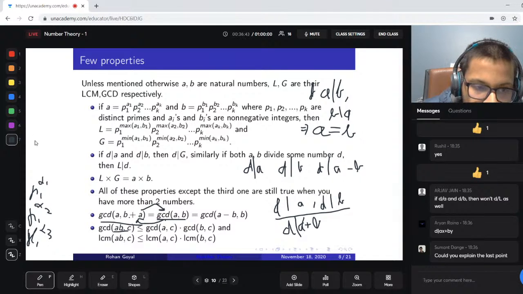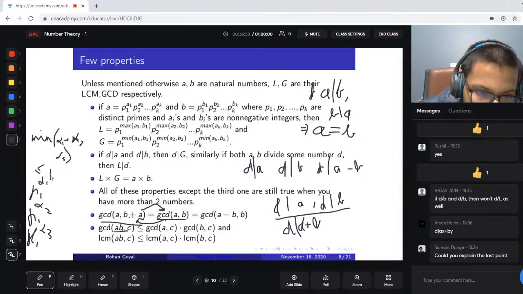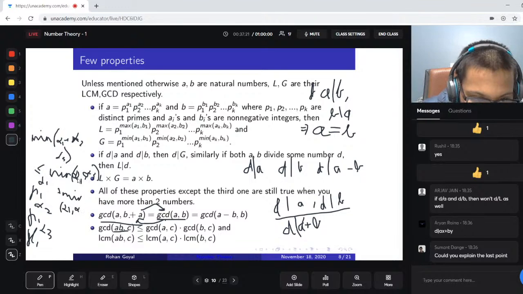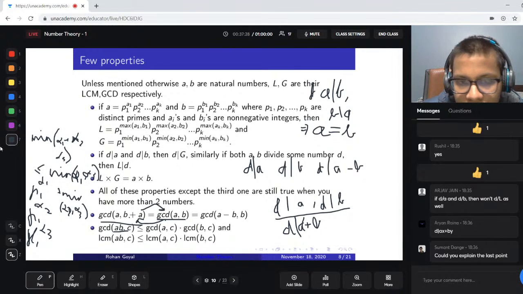Now you want to show that the minimum of alpha 1 plus alpha 2 and alpha 3 is less than or equal to the minimum of alpha 1, alpha 3 plus the minimum of alpha 2, alpha 3. This is obviously true. I think you should be able to see that the minimum of alpha 1 plus alpha 2 and alpha 3 is less than the minimum of alpha 1, alpha 3 plus the minimum of alpha 2, alpha 3.